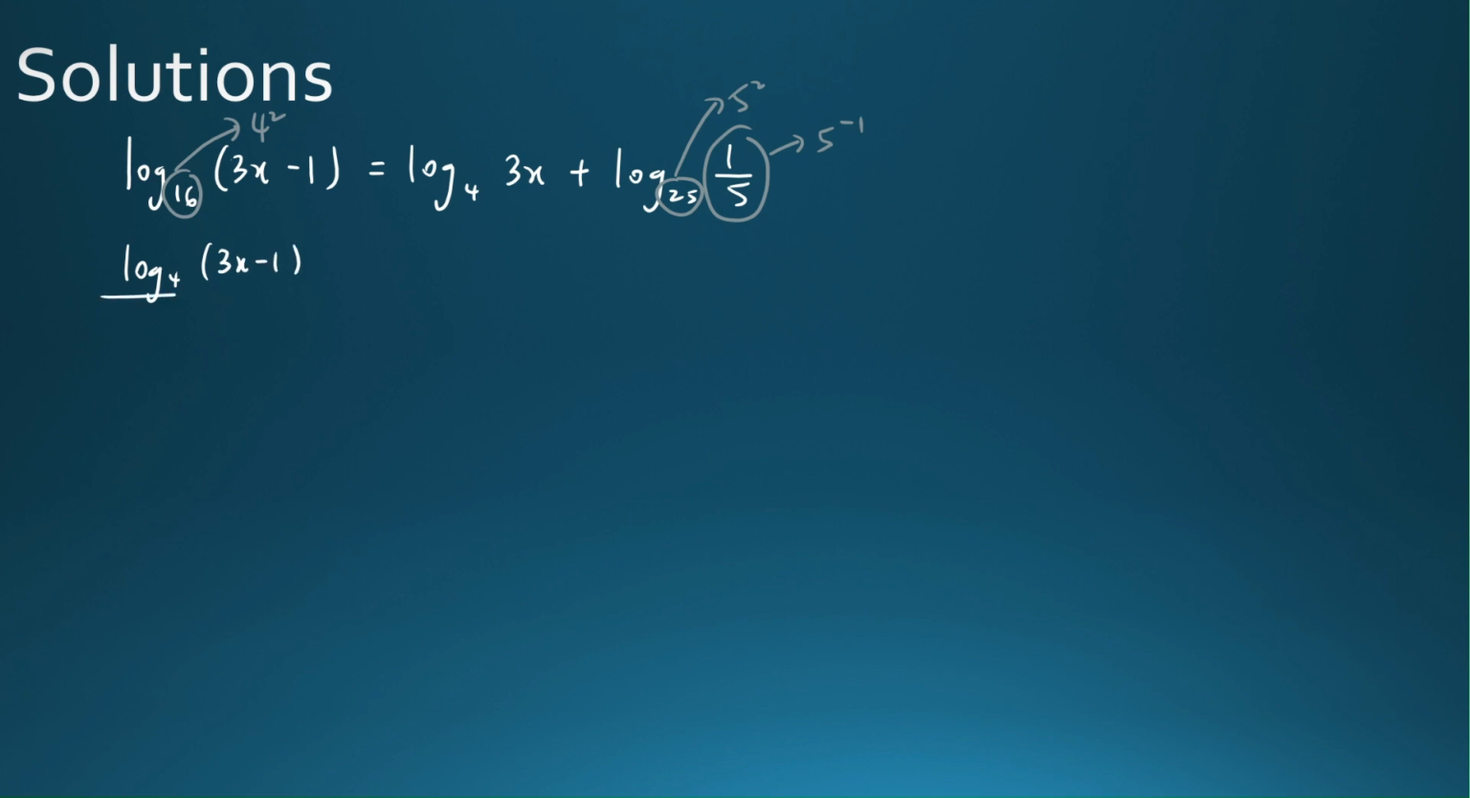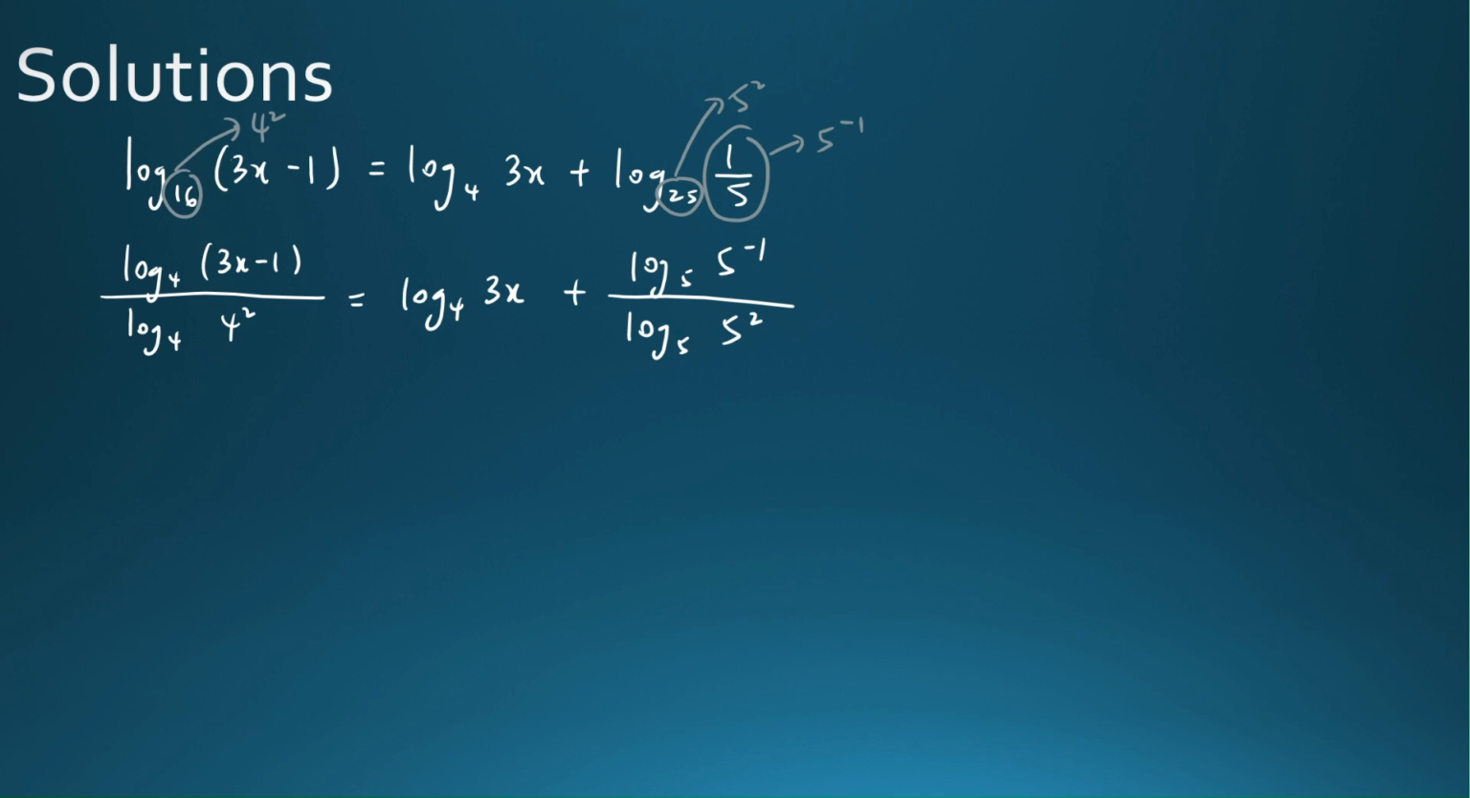3x minus 1 remains in the numerator. Well, for base 4 here in the denominator, I'm going to have 4 squared. Second term here, it's already base 4, so no change. But for the third term here, I'm going to change it to base 5. So I have 5 power negative 1 in the numerator, and I have base 5 squared in the denominator.